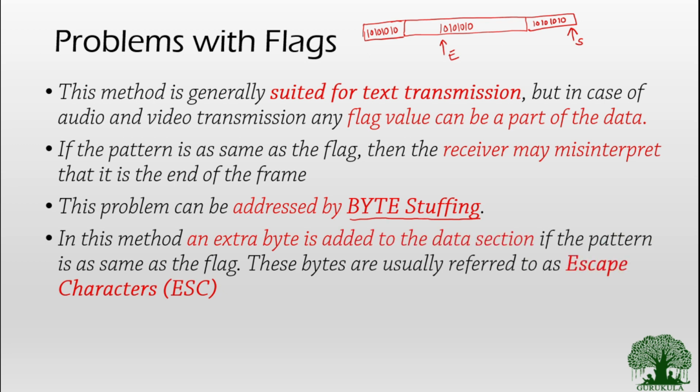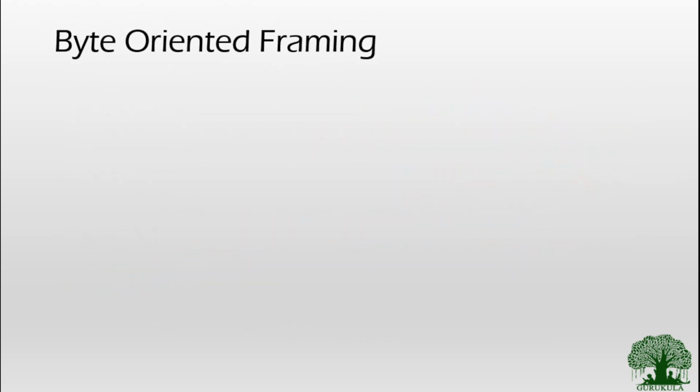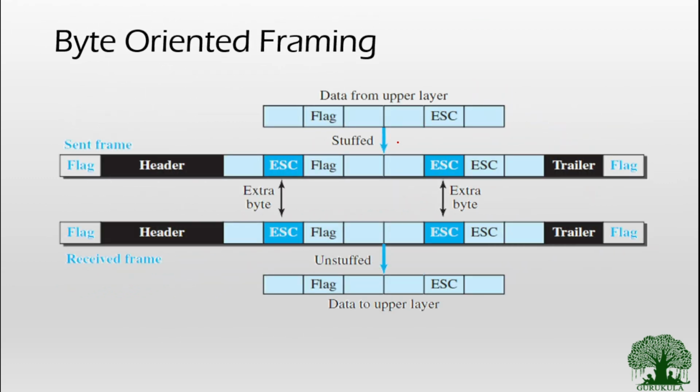In this method, an extra byte is added to the data section, and that particular byte is what we call an escape sequence. Now we will see how the escape sequence comes into the picture. This is how we can stuff an additional byte of information to come out of the problem we discussed in the previous section. Whenever I encounter a flag sequence in my data, I have to add an additional byte of information, which is the escape sequence. This escape sequence is again nothing but another 8 bits of data.